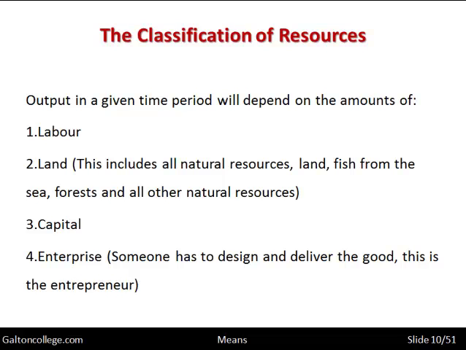There are rewards to the four factors of production. Labour, for example, is paid a wage or a salary. So that's what labour gets. Land gets rent. It's a payment to the natural resource, rent. And capital receives a rate of return. It's like the rate of interest. And enterprise receives profits.